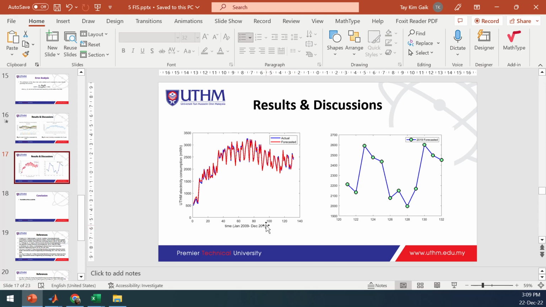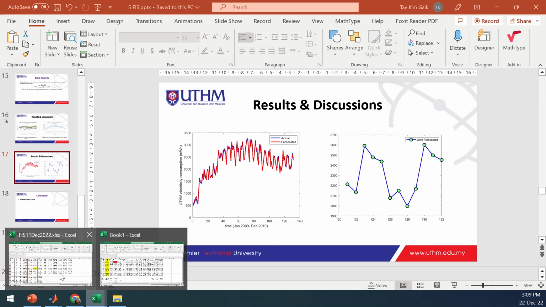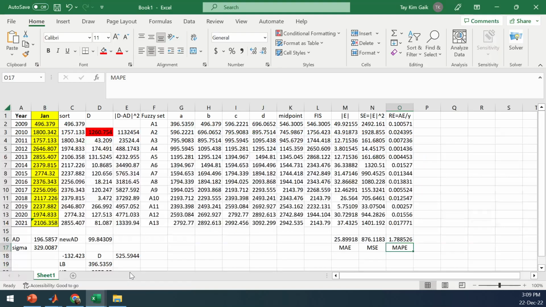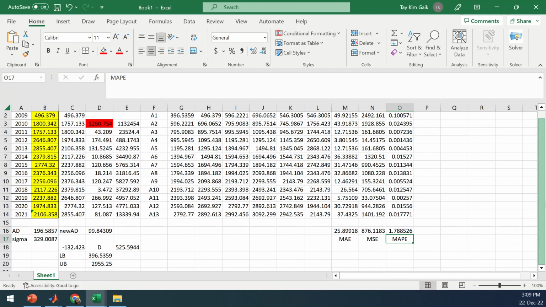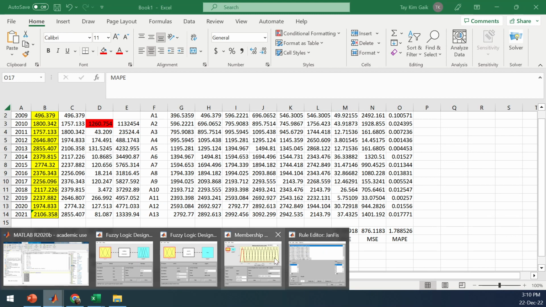Actually now it's December 2022. If I get 2 more years of data, the process has to be redone, because each time I add in data, I have to fuzzify against my membership functions. My new average distance may be different, so I have to fuzzify everything again, and then redo this whole thing.